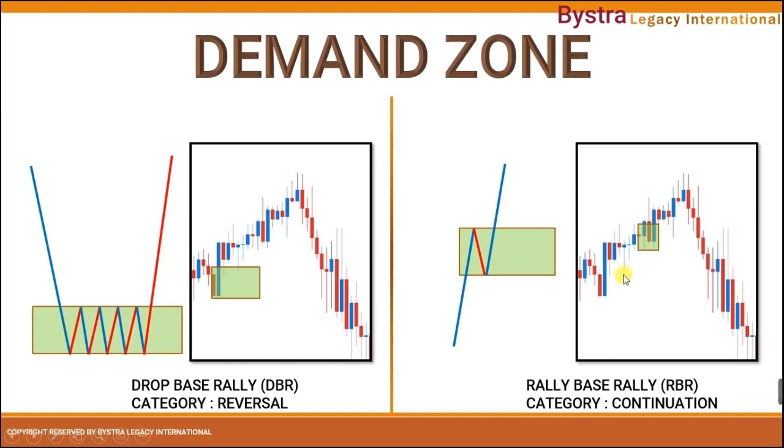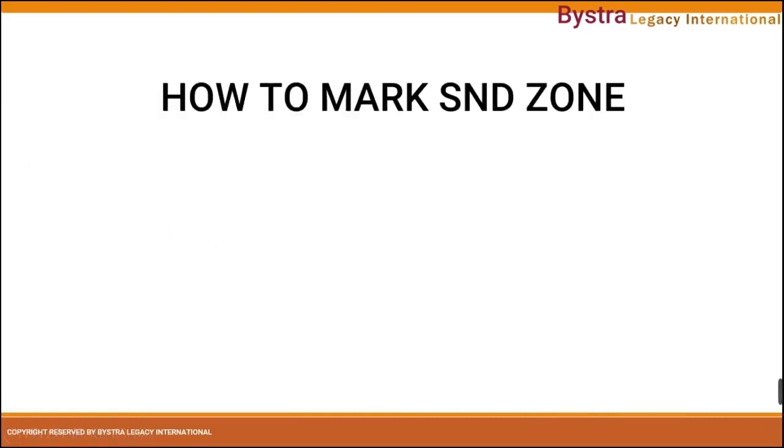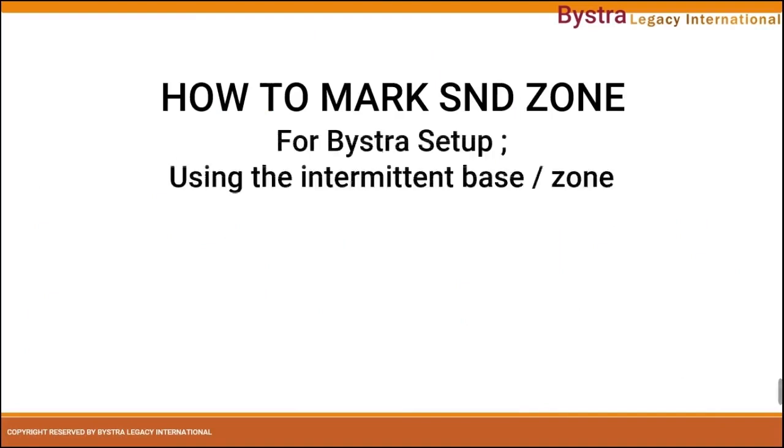The most important part is that we can identify which is the base, the demand zone, and also the supply zone. So how do we mark the S&D? For the Bystra setup, we only use the intermittent base or zone. So what is an intermittent base or zone? I will show you in a while.